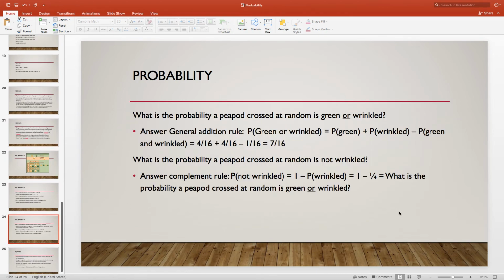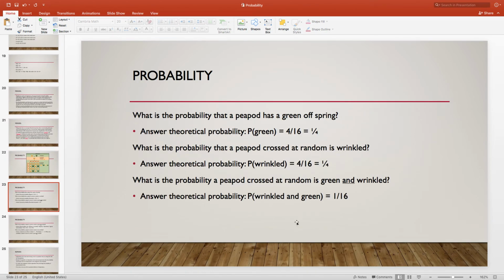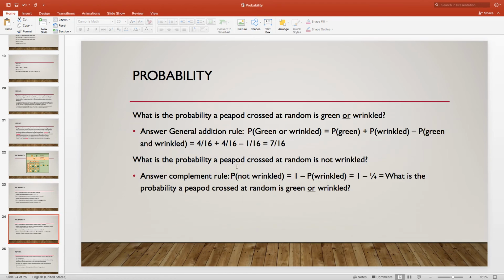And that's 1/16. Now, just to review some probabilities, I could ask you, what's the probability a pea pod crossed at random is green or wrinkled? So probability green plus probability wrinkled minus the probability of both is 4/16 plus 4/16 minus 1/16, so 7/16. And what's the probability a pea pod crossed at random is not wrinkled? Well, let's do 1 minus the probability of wrinkled. So 1 minus 1/4. So there's a 3/4 probability.